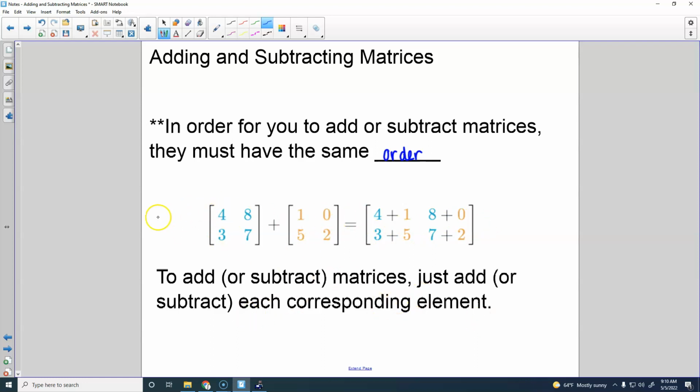So like if I'm doing this problem, to get this first spot, I just do 4 plus 1. So I would get 5 in that first spot. And I would do 8 plus 0, which would give me 8 right here in that second spot. 3 plus 5 would also give me an 8 right here. And then 7 plus 2 would give me a 9 right here. So they have to have the same order because otherwise you don't have anything to add to it in that section.